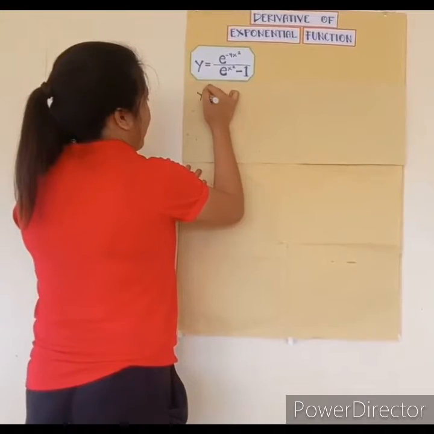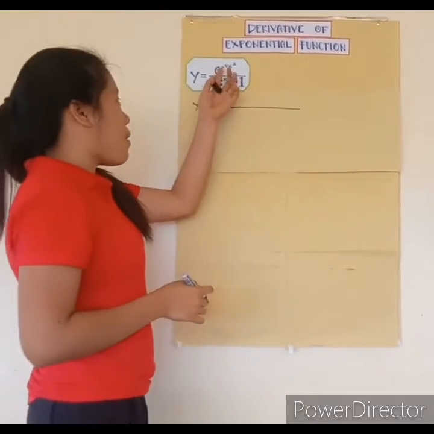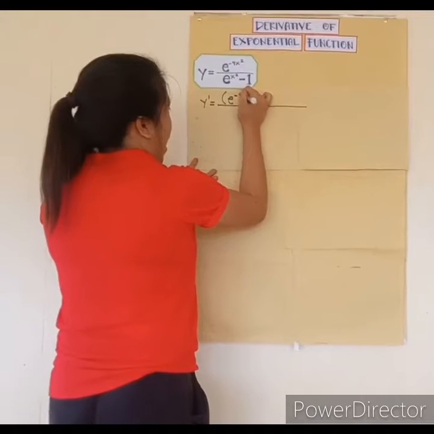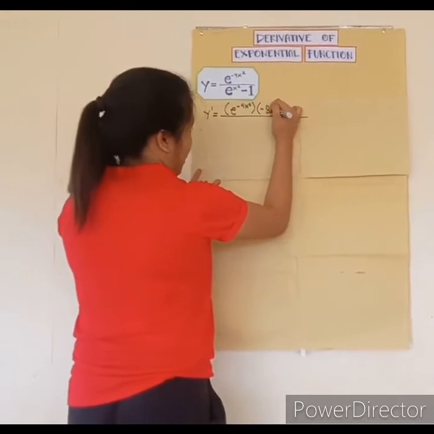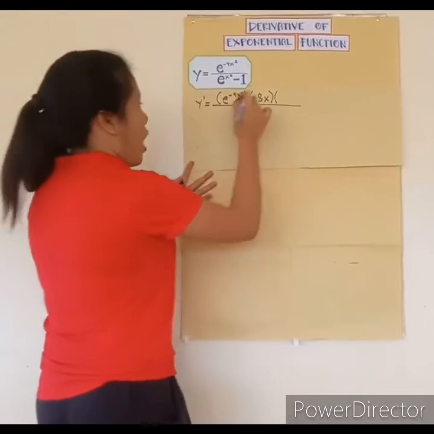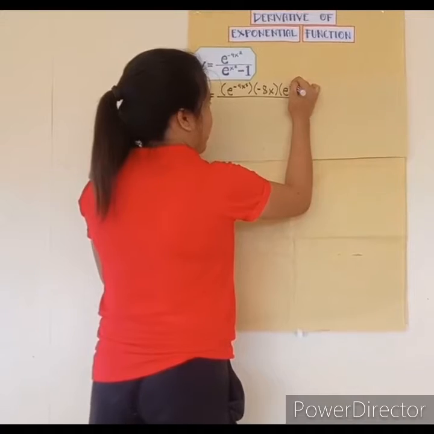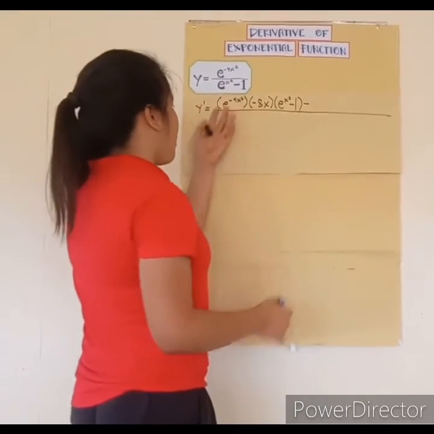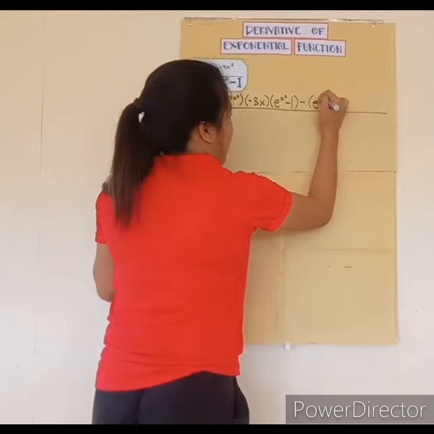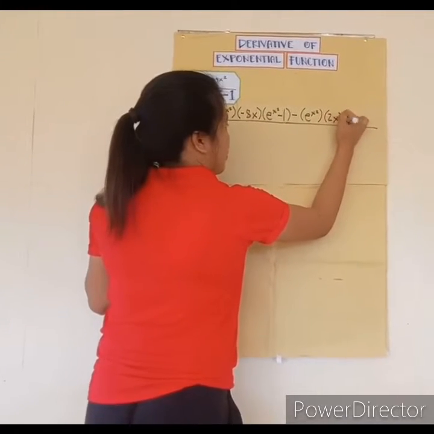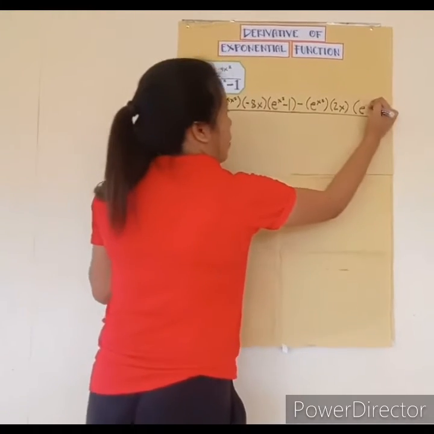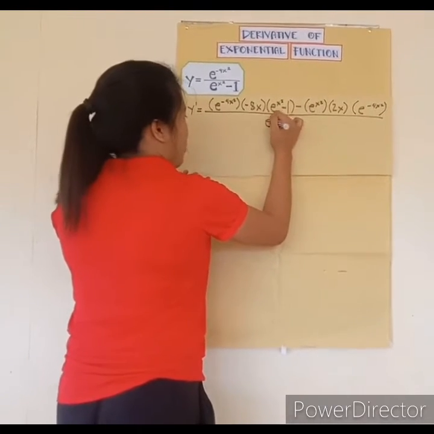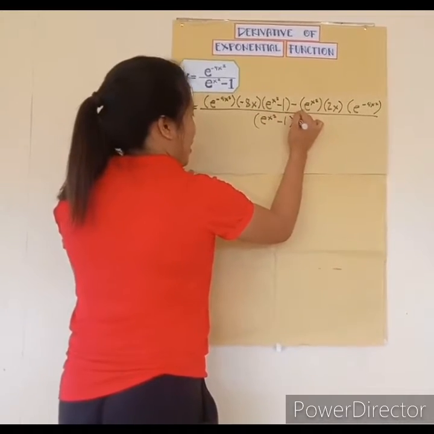So, y prime, or y derivative, is equal to the derivative of e to the power of negative 4x squared, which is e to the power of negative 4x squared times negative 8x, times our g, which is e to the power of x squared minus 1, minus the derivative of e to the power of x squared minus 1, which is e to the power of x squared times 2x, times e to the power of negative 4x squared, over our g squared, which is e to the power of x squared minus 1 quantity squared.